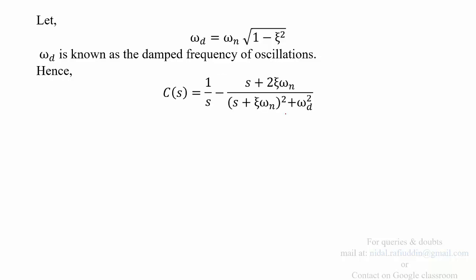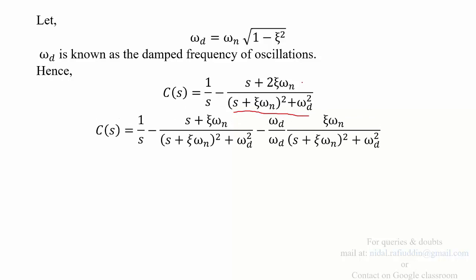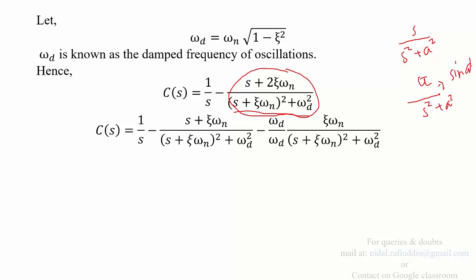Now if you substitute this, what we get at the denominator is (s plus zeta omega n) whole square plus omega d square, and further simplifying, we still don't have the form so that we can take the Laplace inverse in cos or sine, because if you remember, s over s square plus a square was the Laplace transform of cos at, and for sine at we had a over s square plus a square.